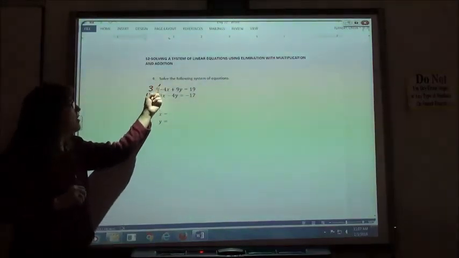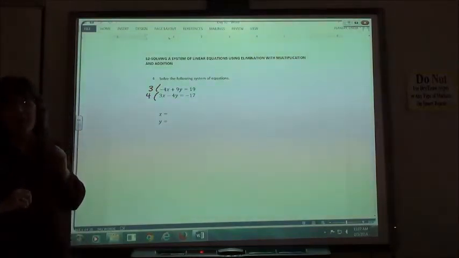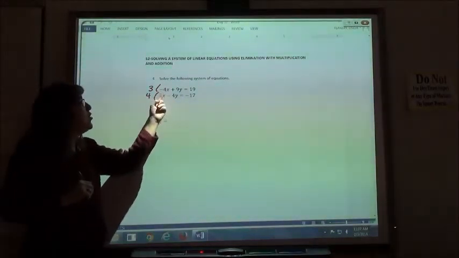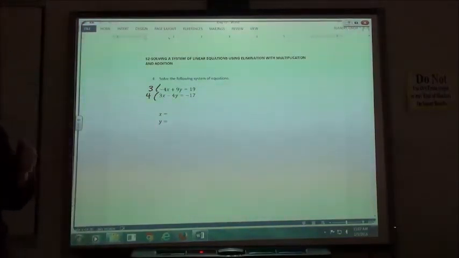If my signs are already opposite, both of these numbers should be positive on the outside because I don't want my signs to change. If my signs are the same, one of them has to be negative because I need to change one of the signs.